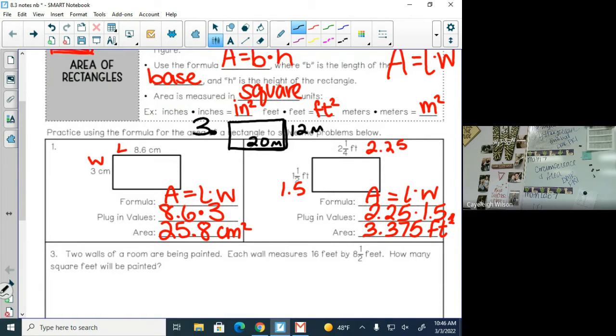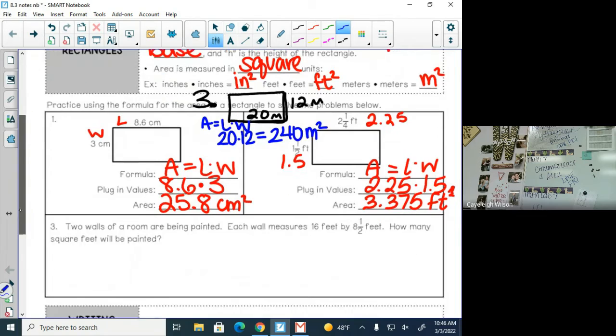All right, so area is length times width. So I'm going to take 20 times 12, and all the people got 240 meters squared. Are there any questions about finding area of a rectangle?